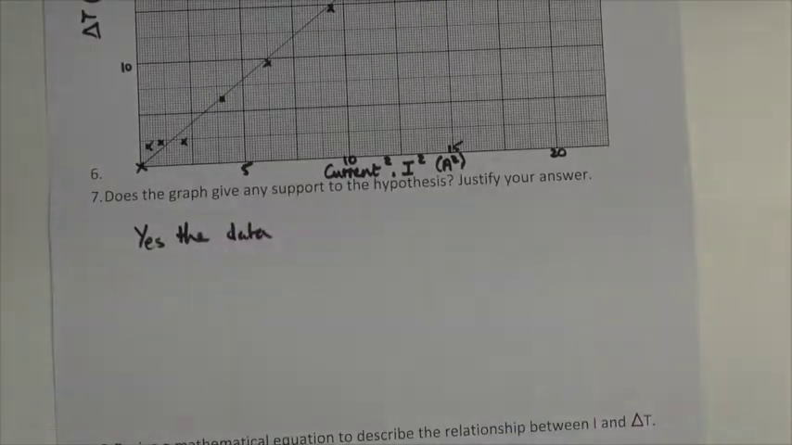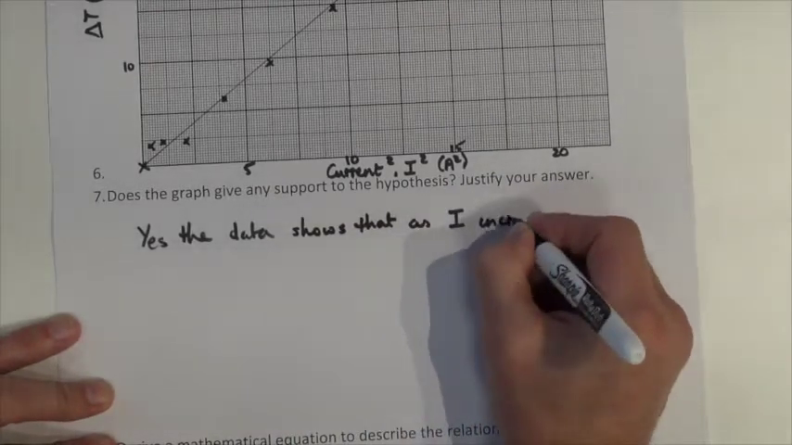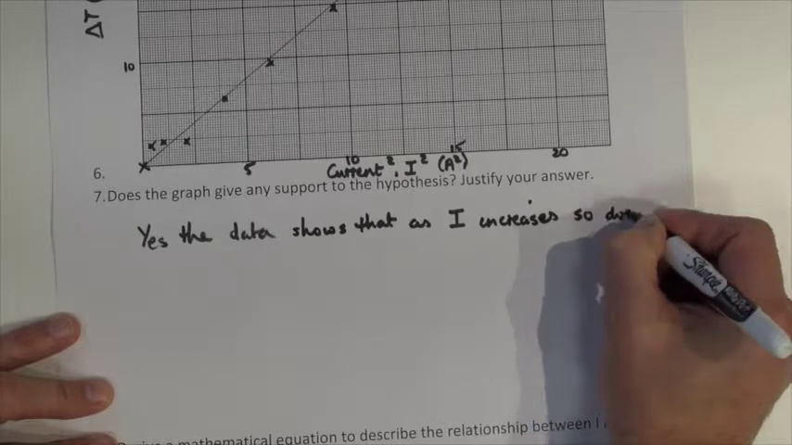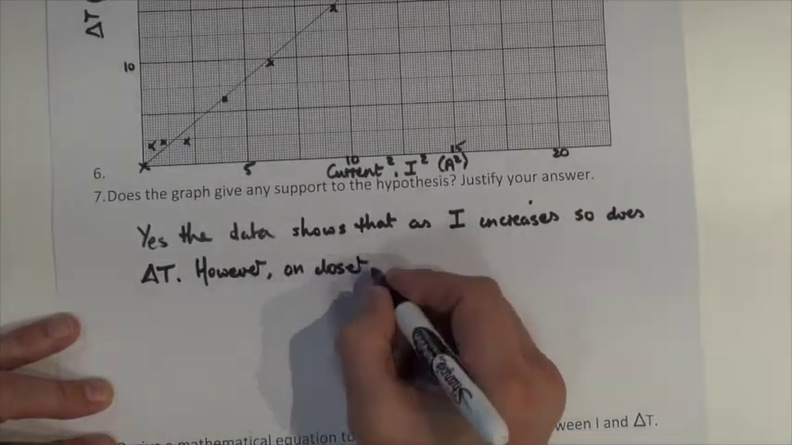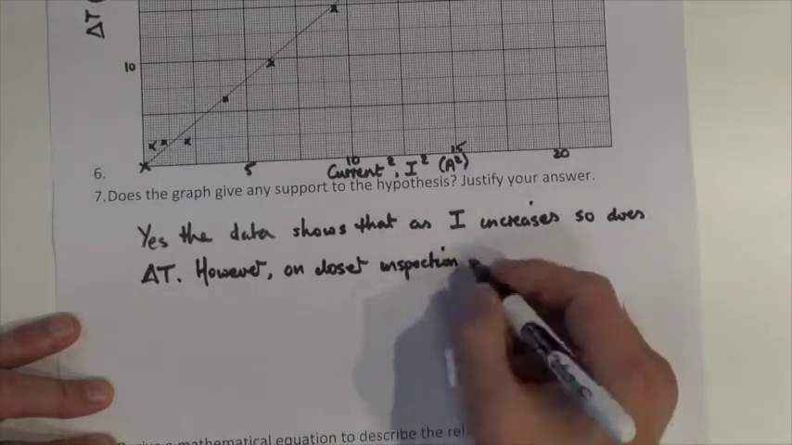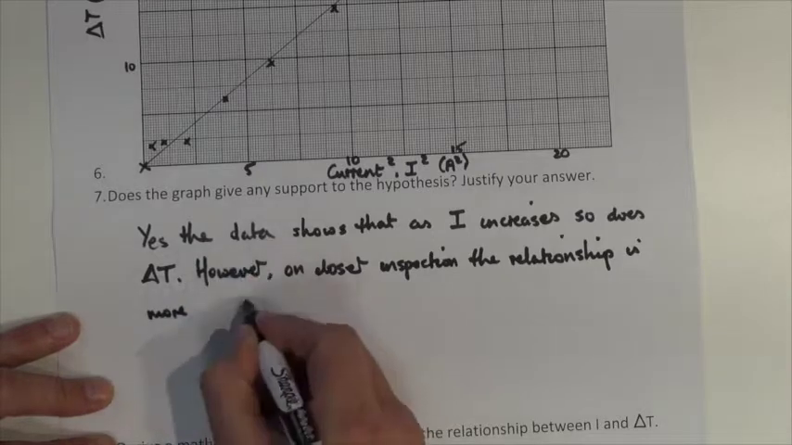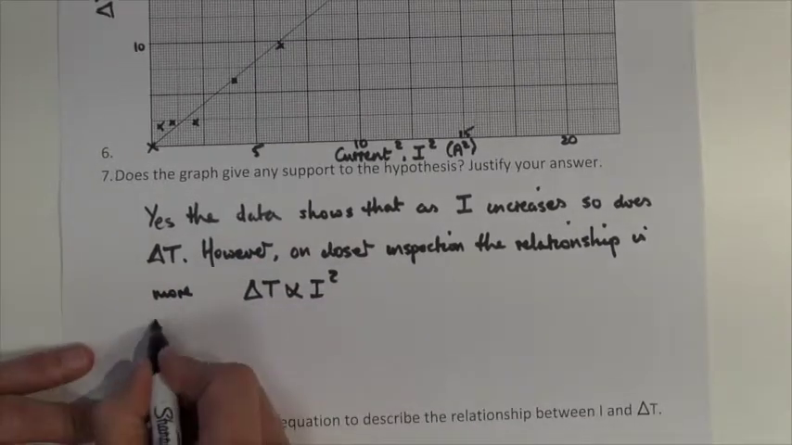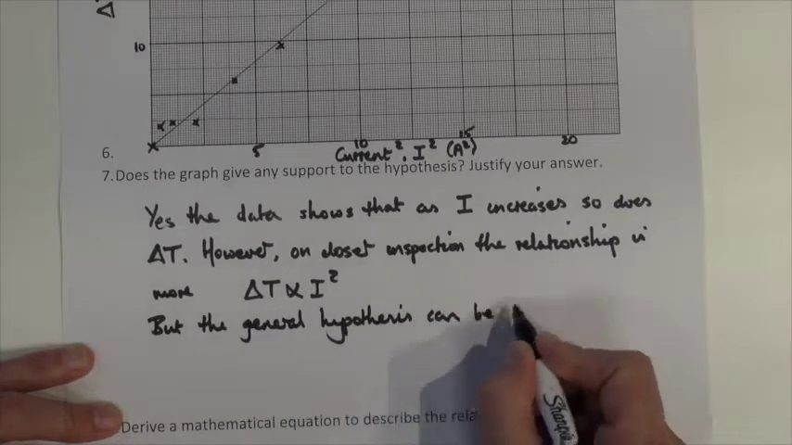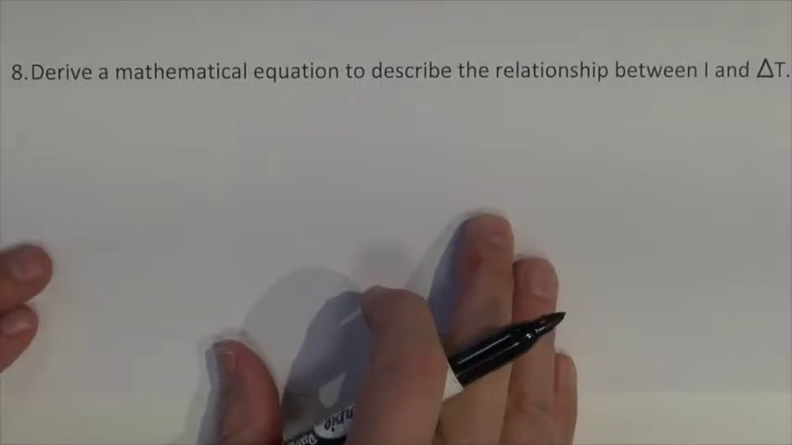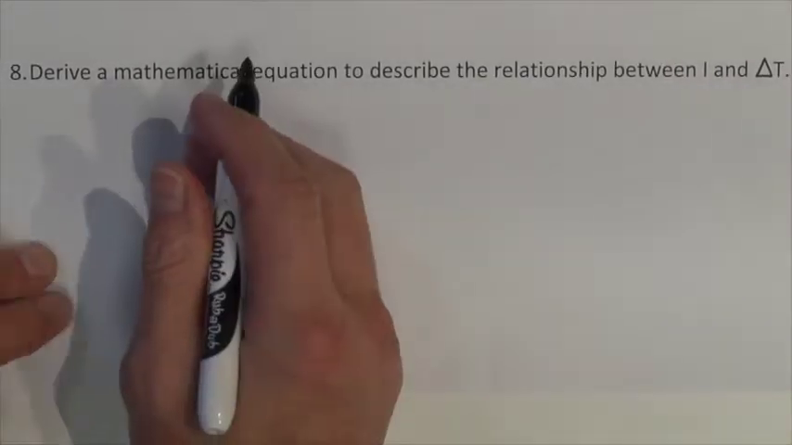So does it prove that the hypothesis is correct? Well, the answer is yes, because as I increases, so does delta t. However, from this graph, I've ascertained that it follows an exponential function, so delta t is proportional to I squared. So although it's not entirely correct, I can accept the hypothesis because it was so generic with respect to it's going to increase. Now from this, I've got to derive a mathematical equation.